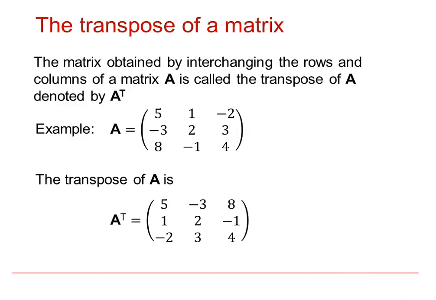The transpose of a matrix. The matrix obtained by interchanging the rows and columns of a matrix A is called the transpose of A, or A^T. So in this example we can see matrix A, and if you take the first column and let that become the first row, and the second column becomes the second row, and the third column becomes the third row, you can create the transpose of A.